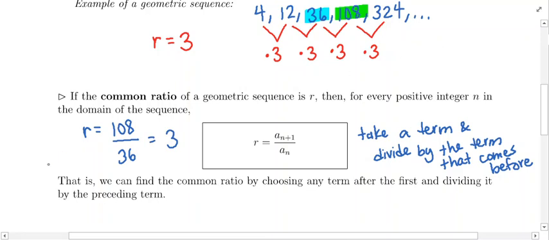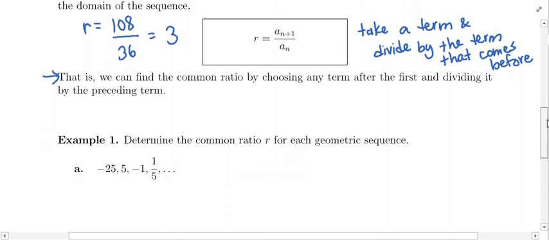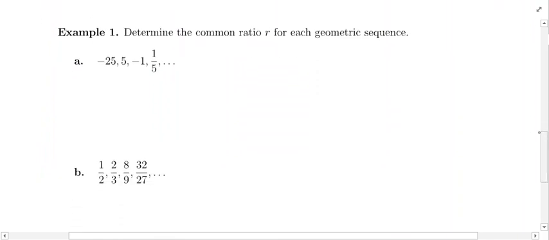All right, so again, remember this: to find the common ratio, you just need to choose any term after the first and divide it by the preceding term. So in the first example, there are a couple of geometric sequences, and we're just going to determine the common ratio R for each sequence.